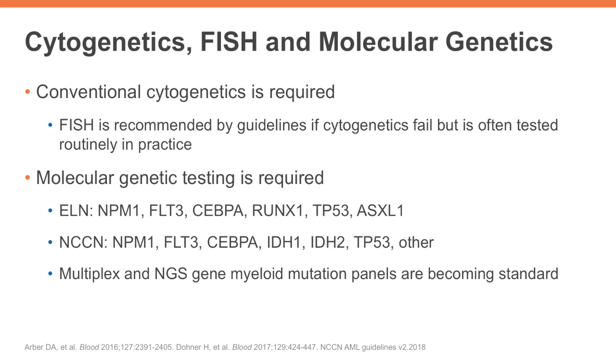In addition, molecular genetic testing is required. The ELN, European LeukemiaNet, recommends NPM1, FLT3, CEBPA, RUNX1, TP53, and ASXL1. The NCCN guidelines recommend NPM1, FLT3, CEBPA, IDH1 and 2, TP53, and others. Also, multiplex and next-generation sequencing or NGS-based gene myeloid mutation panels are typically being used and are becoming standard for most clinicians that treat AML.